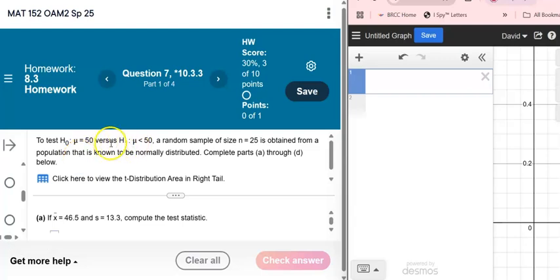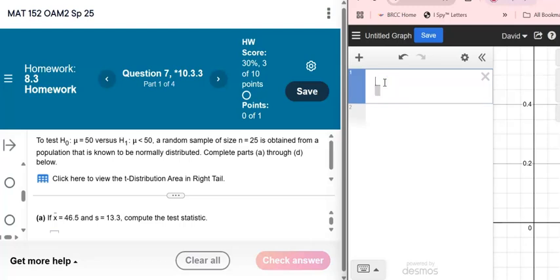Hey Stats class, we're looking at a hypothesis test about a mean, and we're given a sample size, and down here we're given the statistics from the sample. So the null is the mean is 50, the alternate is the mean is less than 50, so this is a left-tailed test. All right, we want to know what is the test statistic.